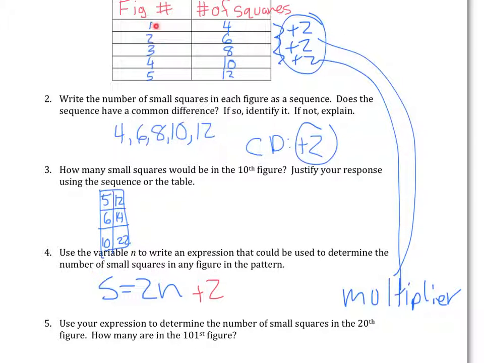So if I go back and check, figure number 1, if I plug in 1, 1 times 2 is 2, plus 2 more is 4. That is the expected number of squares. So my equation is right so far. Let's check another point. Let's check down here at figure number 4. So if I plug a 4 in, 4 times 2 is 8, plus 2 more is 10. I am expected to get 10 squares. So that's a good equation now. So now you're going to take your equation, and I want to give you about 30 seconds to answer 5 with your partners. Go ahead.